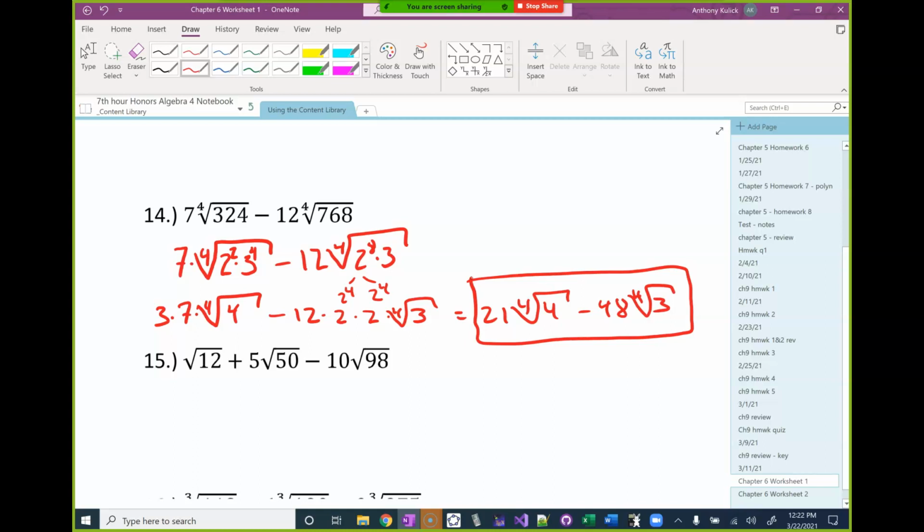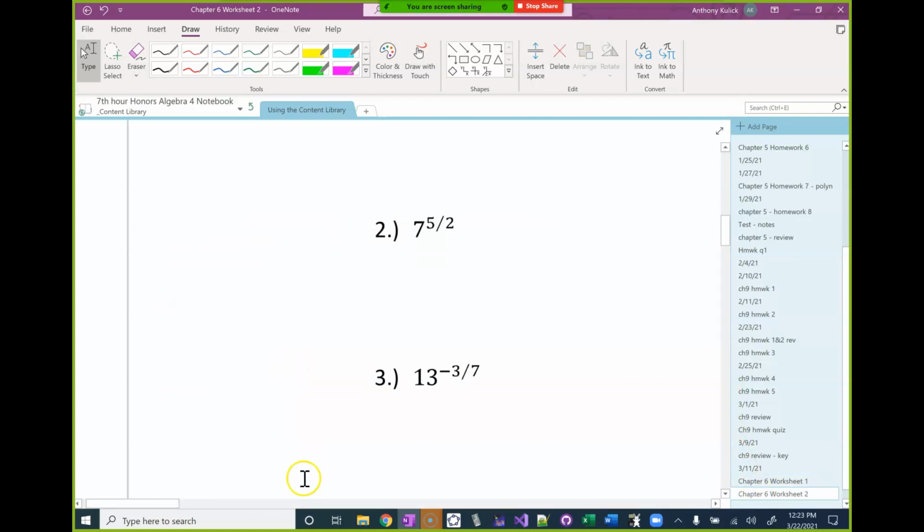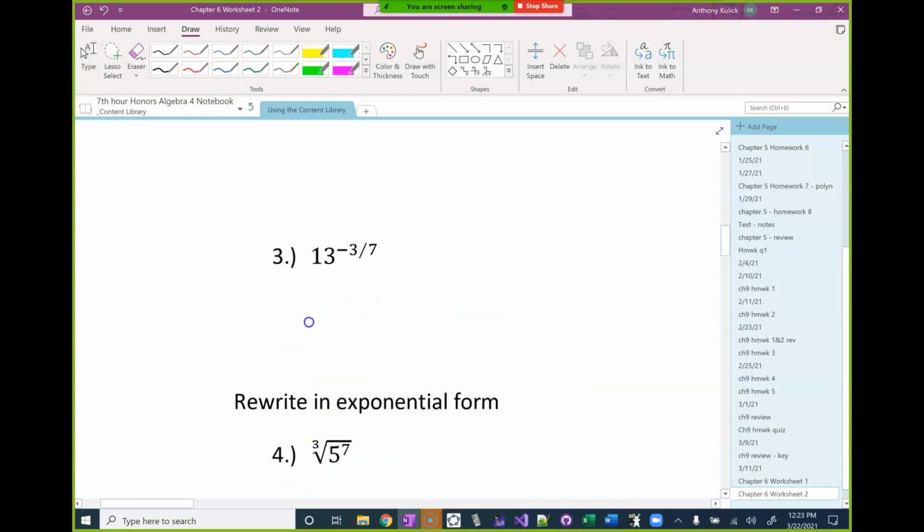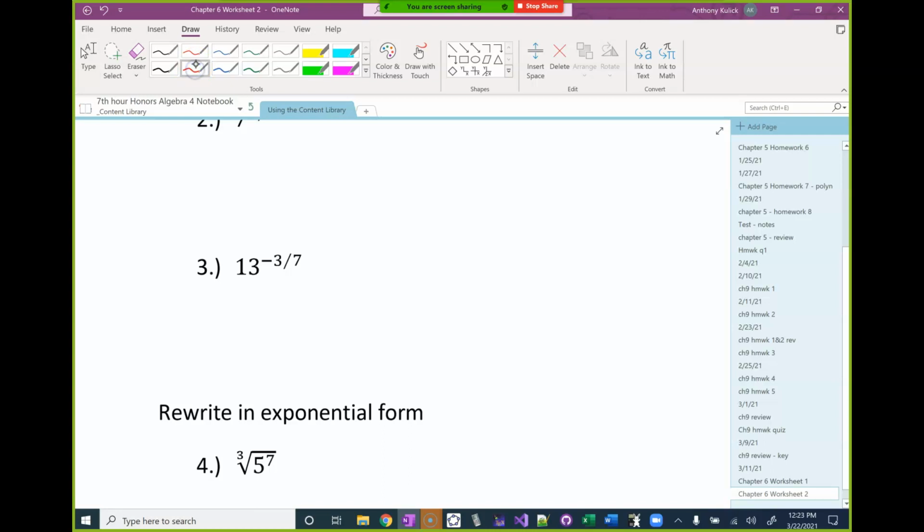How are you guys doing here? Mackenzie? So for number 3, since it's a negative, would you just put it? Let me look real quick. This one? Yeah. Okay. So 1 over 13 to the 3/7. But we don't like to leave a rational exponent in the denominator, just like we wouldn't want to leave a radical in the denominator. So the next whole number after 3/7 is 1, or 7/7. Everybody agree with that?